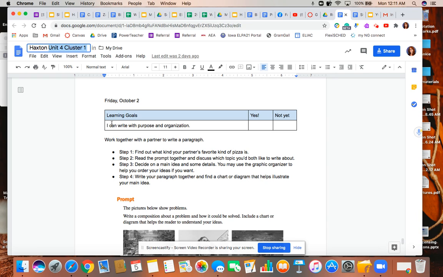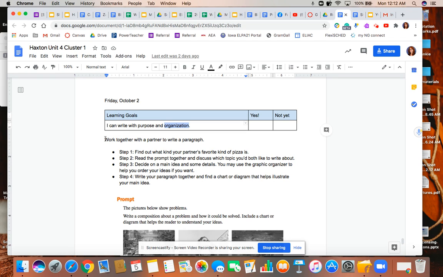So you can see here that the goal is to write with purpose and organization. So when we talk about purpose, we mean a goal. You are writing to accomplish some sort of goal. And of course, organize means that your paragraph should be in a logical order. Your ideas are put in an order that makes sense and that is easy for a reader to understand.